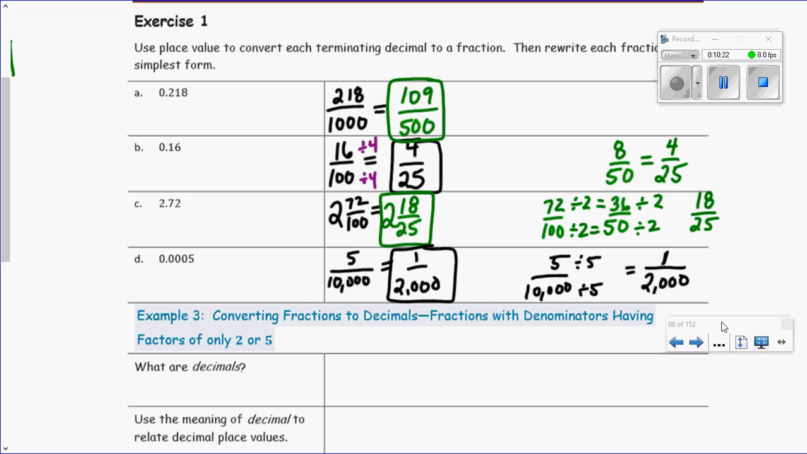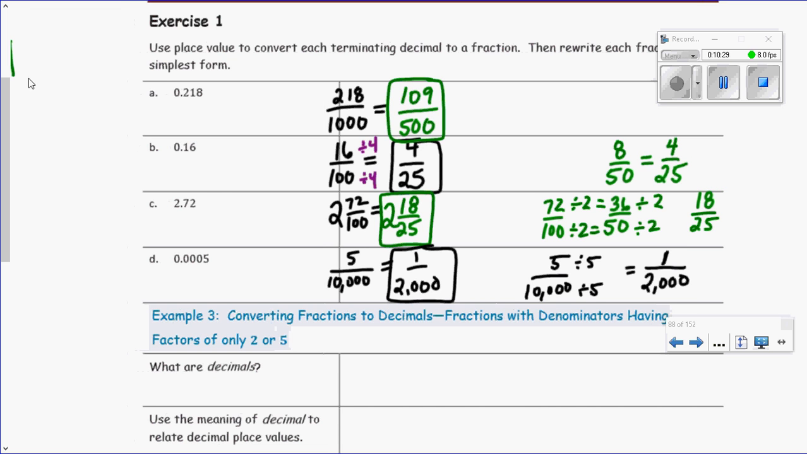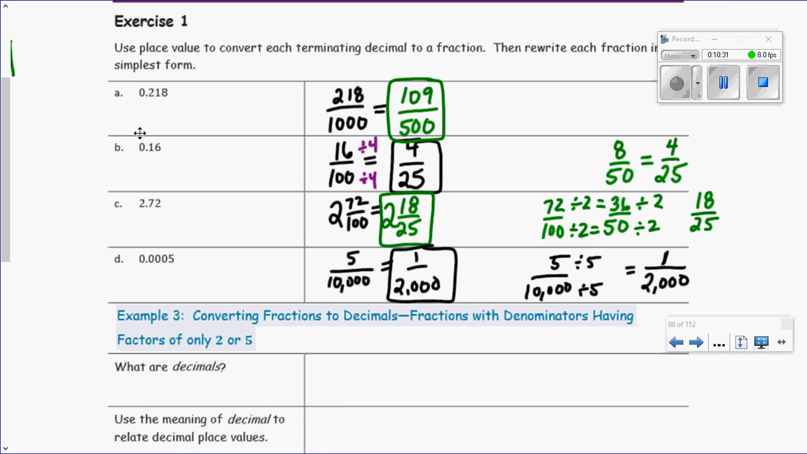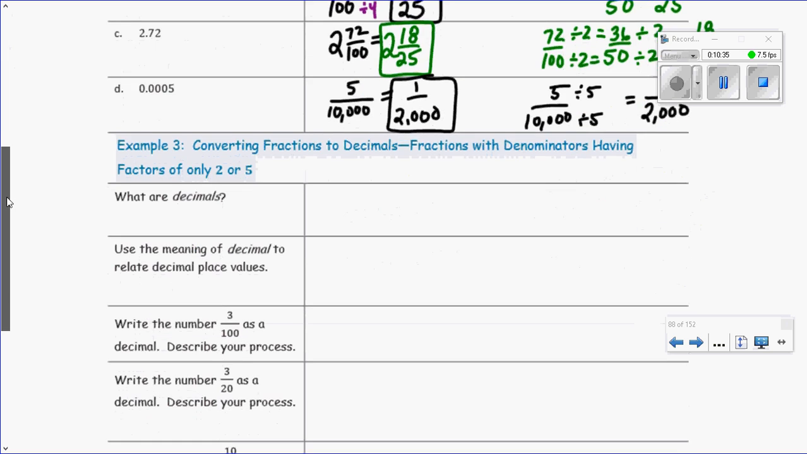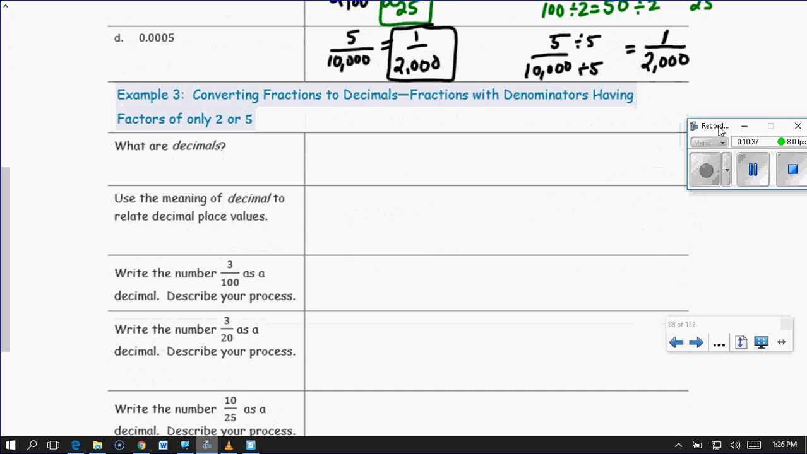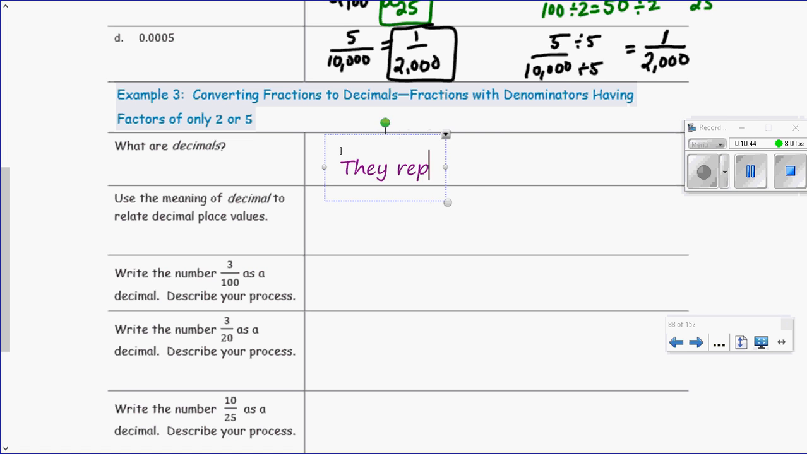All right, here's what we're going to do now. We are going to take fractions and make them into decimals. We're only going to do it for the ones that are the most efficient. So when we get over to page 79, a couple of those are going to be challenge questions, which you can try or you don't have to. So what are decimals? They represent part of a whole, just like in a fraction. So I'm talking about the numbers that come after the decimal place.